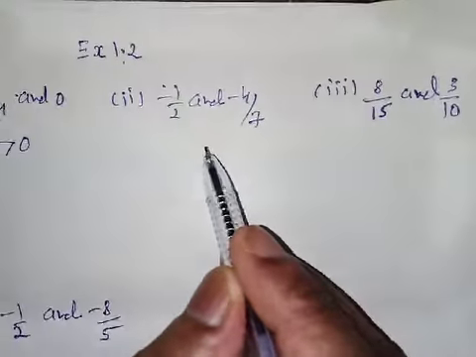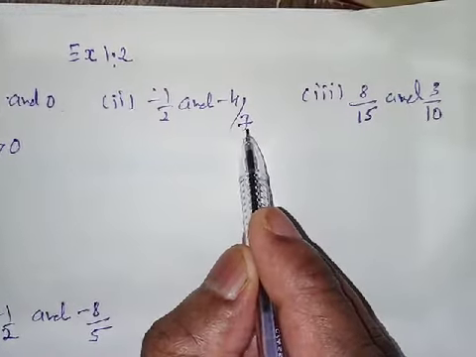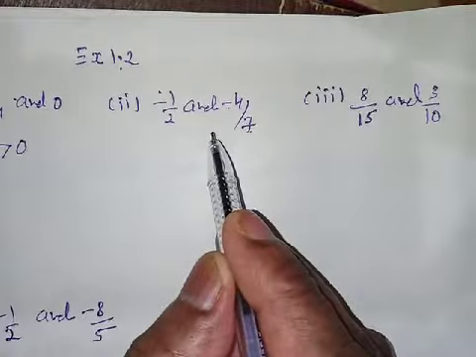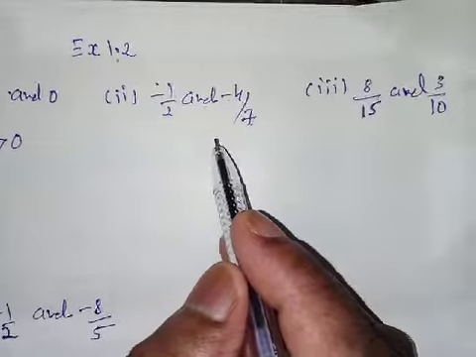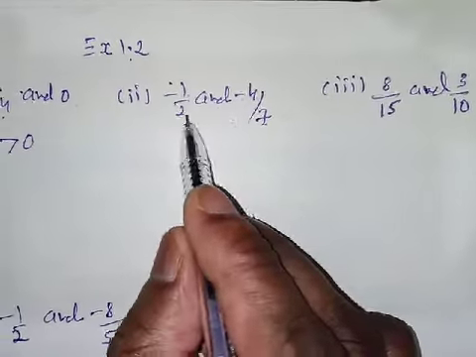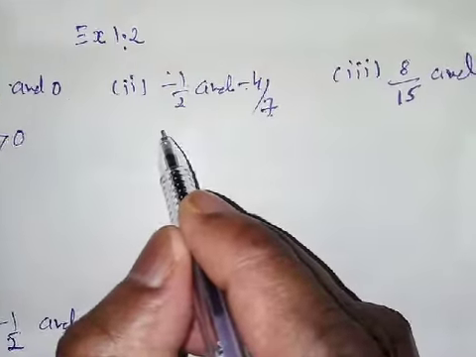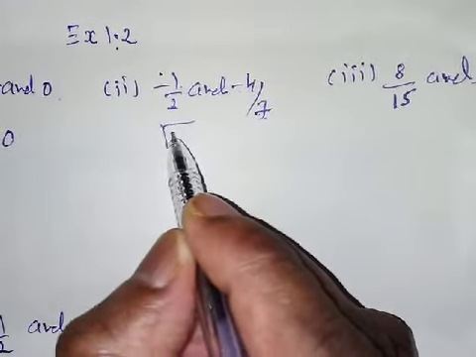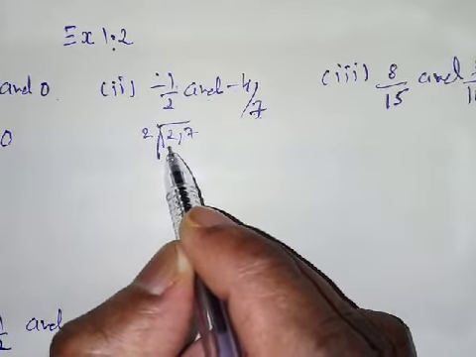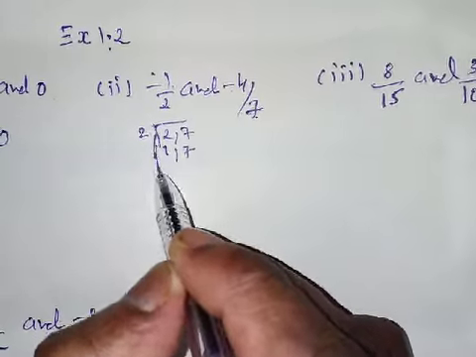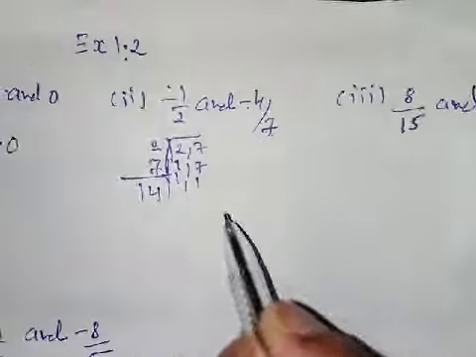Let's see here. Minus half and minus 4 by 7. Which fraction is greater, we have to see. For doing that, first we have to make the denominator equal. For making the denominator equal, we have to take the LCM of 2 and 7. What is the LCM of 2 and 7? 2 ones are 2, 7, then 7, 1, 1. So the LCM is 14.